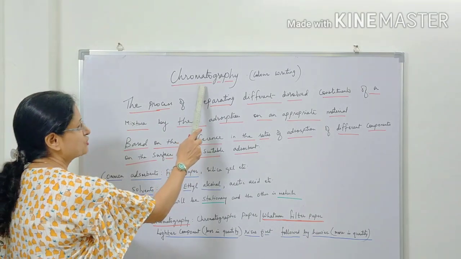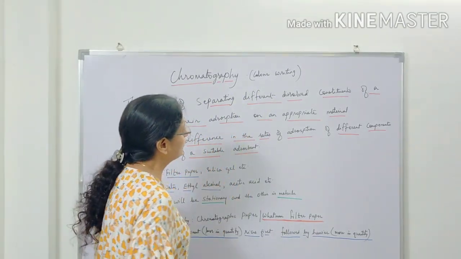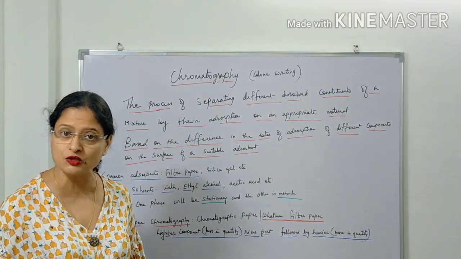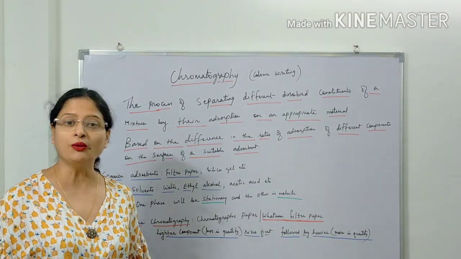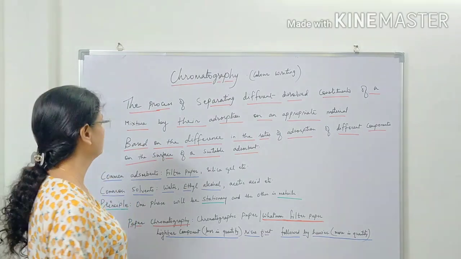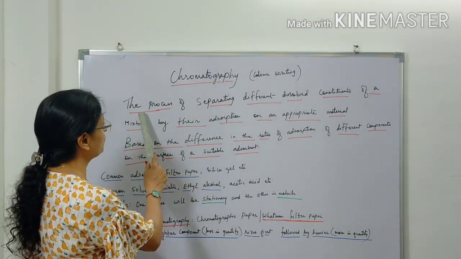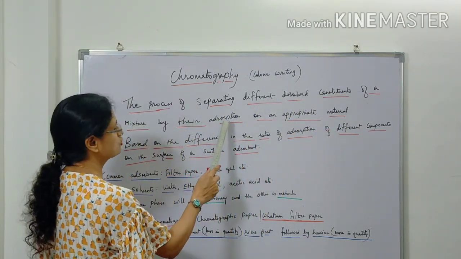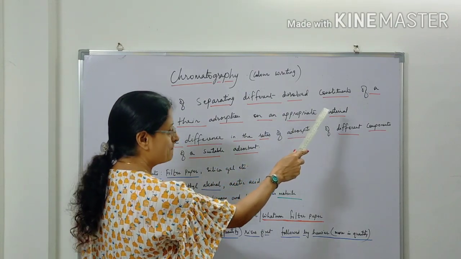Chromatography is also called color writing. We call this color writing because in the earlier days it was used to separate only the colored components. Nowadays it is also used to separate colorless components. So what is this process? It is the process of separating different dissolved constituents of a mixture by their adsorption on an appropriate material.